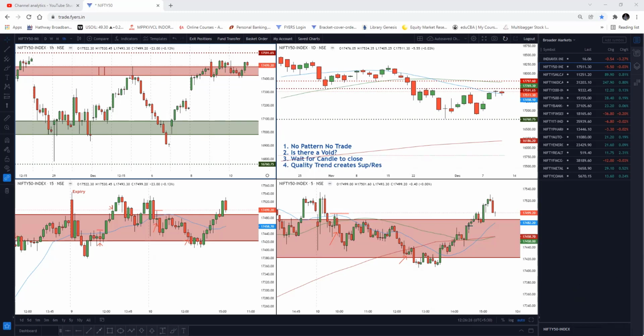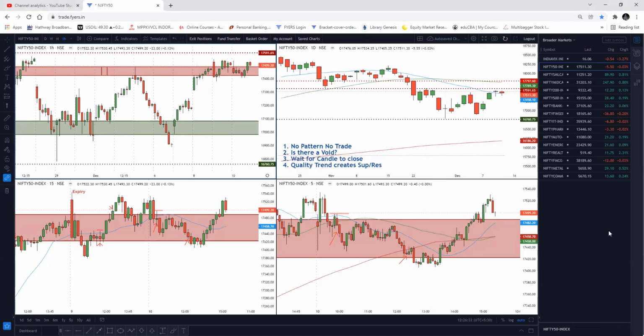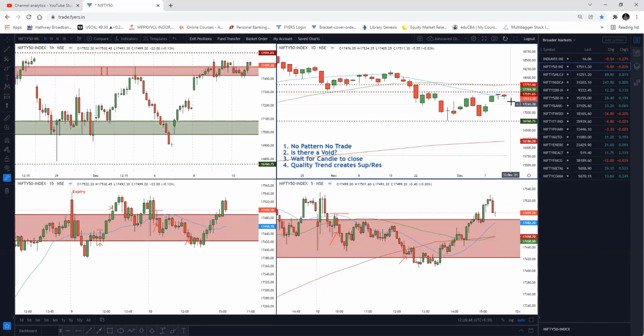So first of all, let's see how I built this scenario. What all things I analyzed before taking the trade. And then I will tell you where I took the entry and where I exited from the trade. So on last Friday, this was the candle.